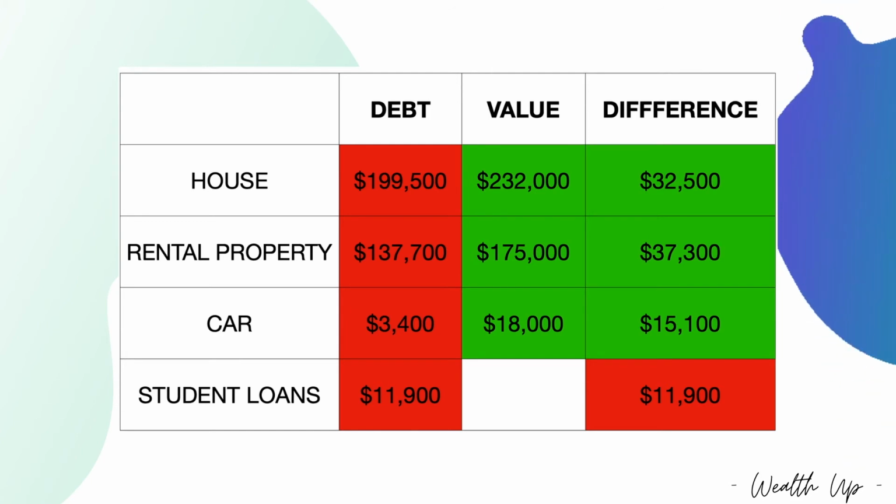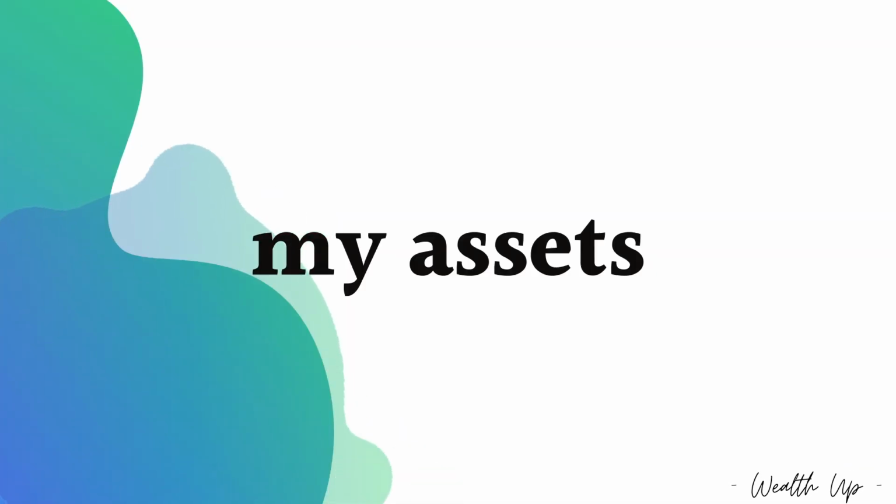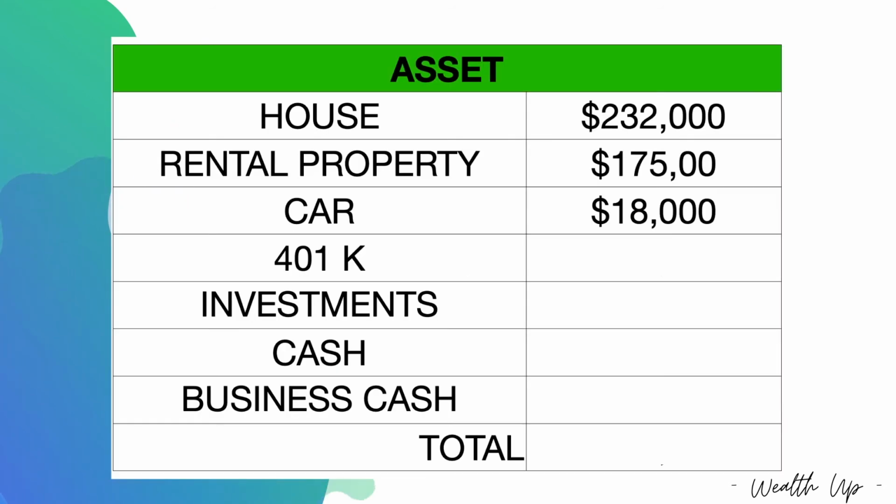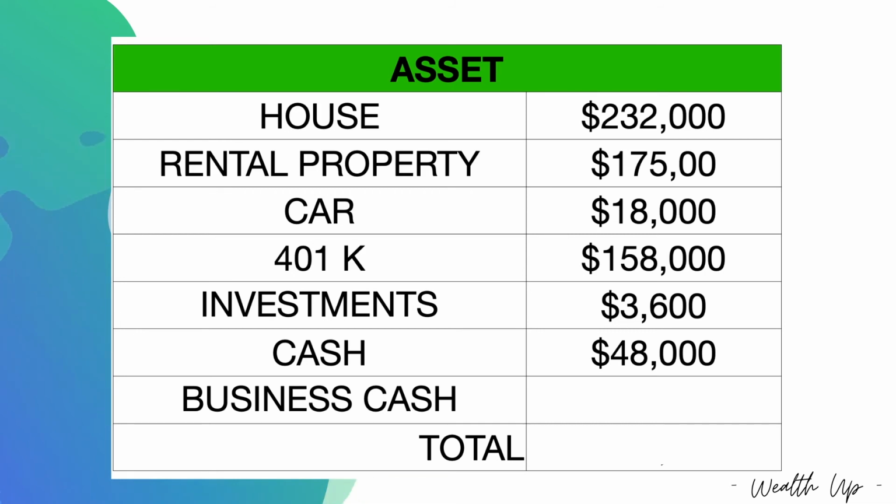Now, let's look at the second part of the net worth calculation, which are my assets. Bringing the information in from earlier, my house, rental property, and car are all listed here with their respective values. I also have a retirement account, which is a 401k with $158,000. Investments outside of the retirement account at $3,600. And I also have $48,000 in cash.